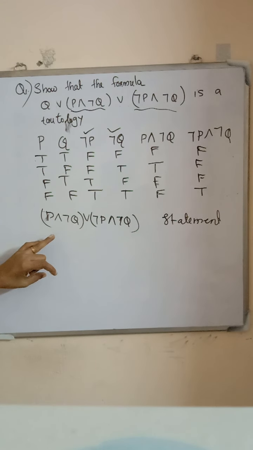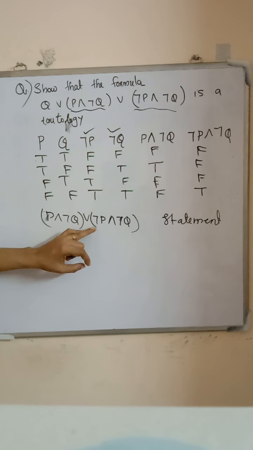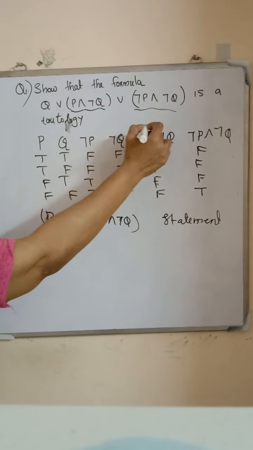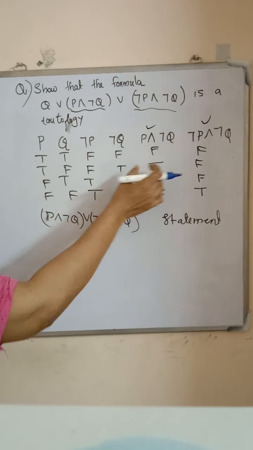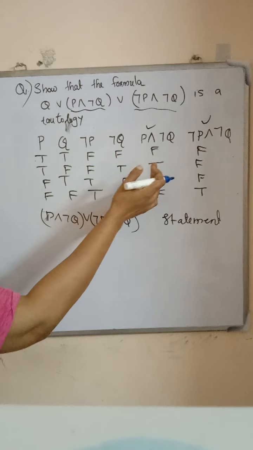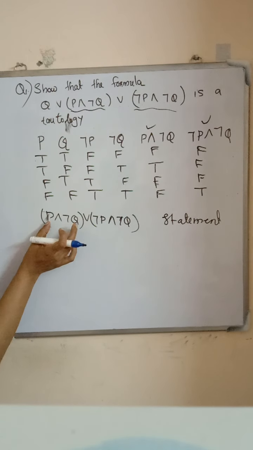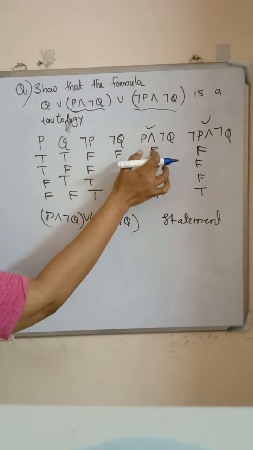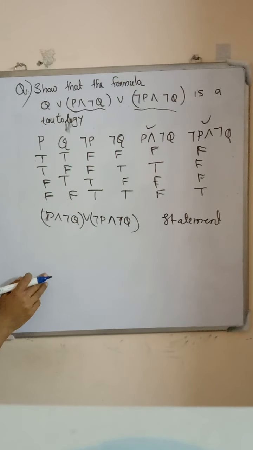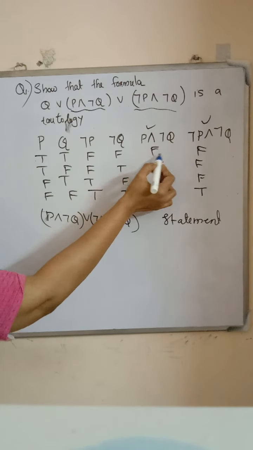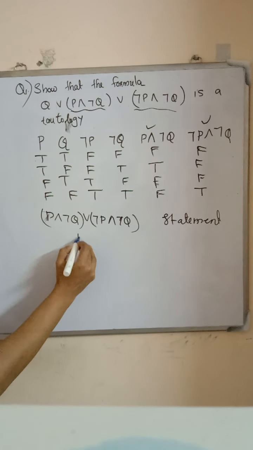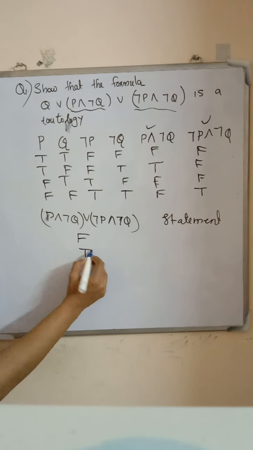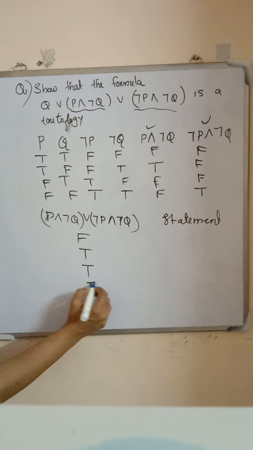Then the next column, P and negation Q or negation P and negation Q. Consider the last two columns and operate with OR. We know that if two statements are joined with OR, the statement is false only when both statements are false. Here in the first row, the two statements are false, so the first row becomes false. All other rows are true.